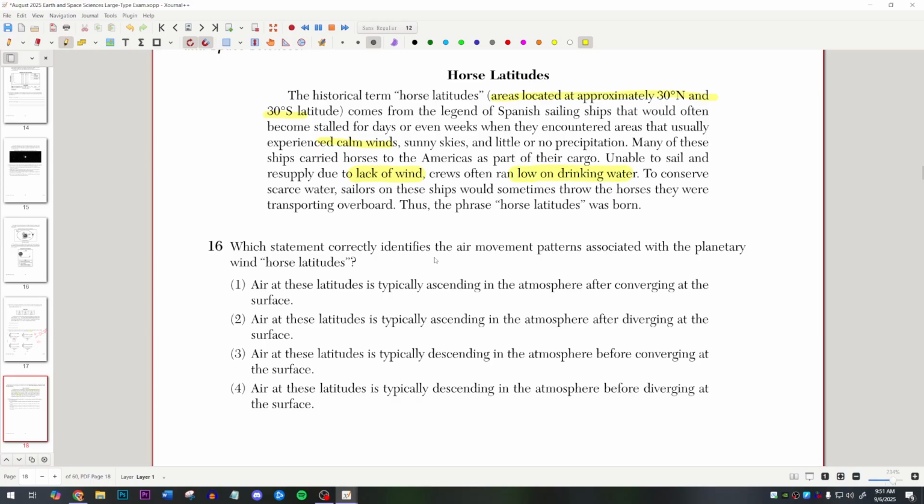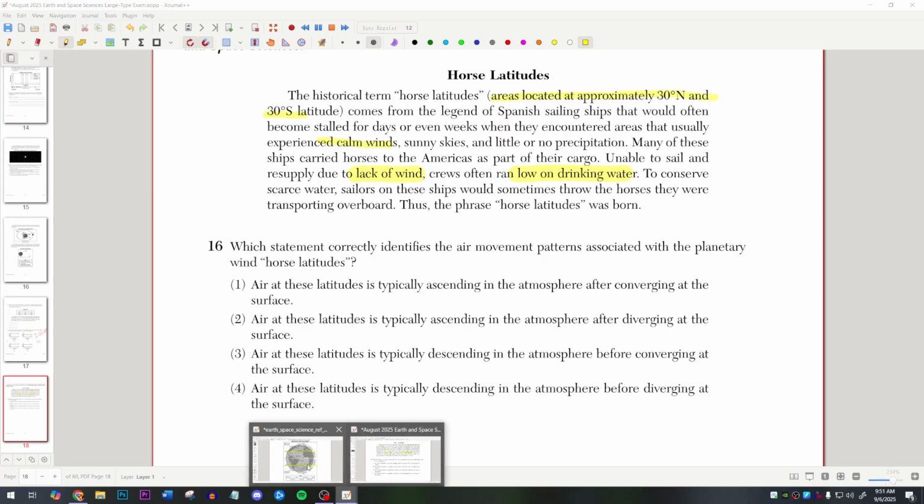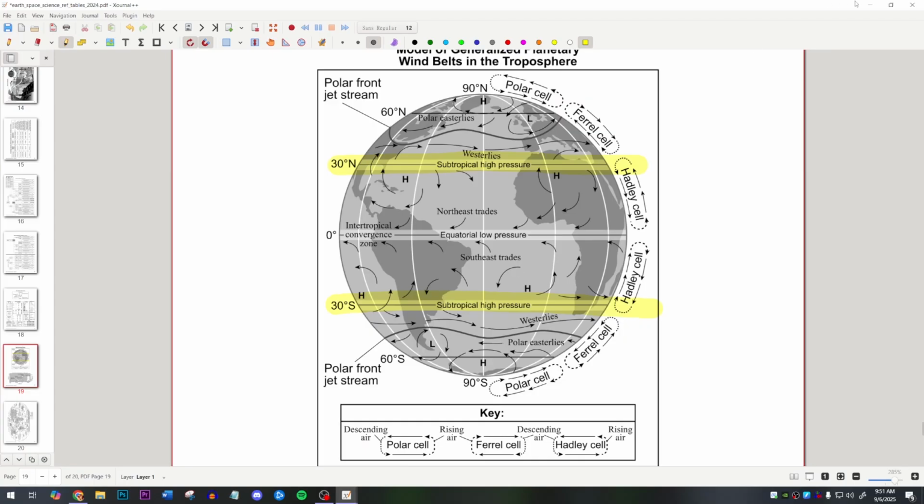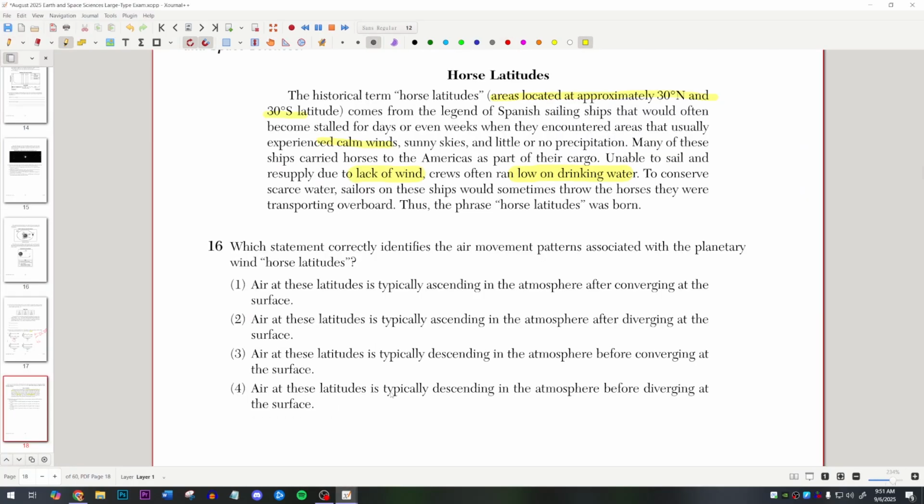Which statement correctly identifies the air movement patterns associated with the horse latitudes? So I was right. They do want us to use this. This is actually our first question where we need to use the reference table legitimately. If you look at this 30 north and 30 south, it's between a Hadley cell and a Ferrel cell. And you could see this is sinking air here. It's sinking towards the Earth. So I think that's the first thing we had to identify.